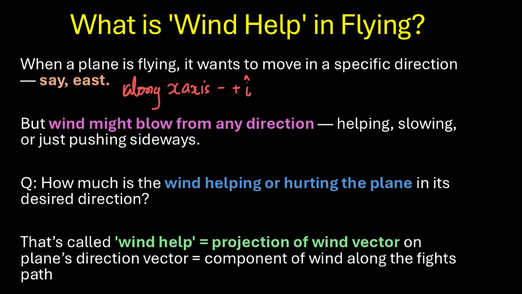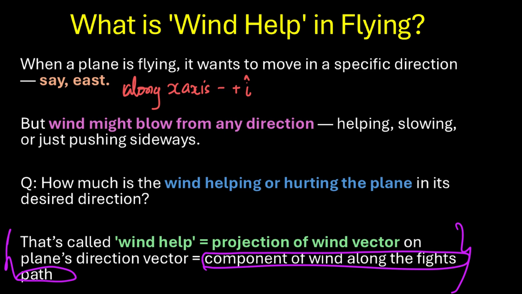In physics, this wind help is the projection of the wind vector on the plane's direction vector, or in other words, the component of wind along the flight's path. It's very important. If you are making note of this, please make sure you don't skip this sentence in particular, and maybe the whole of this. Okay?